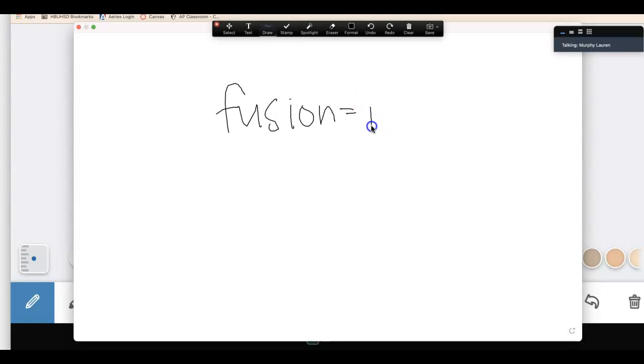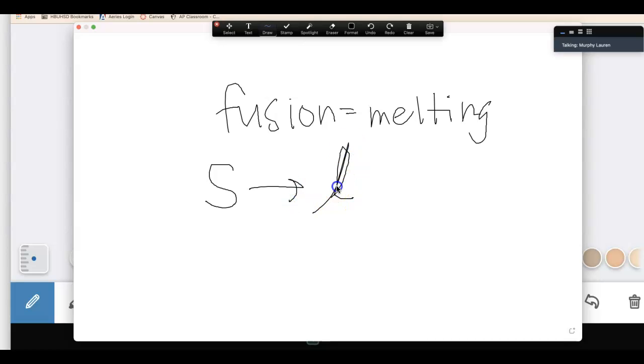Fusion means melting. When you are melting, you are going from what state of matter to what state of matter? Are you going from gas to liquid? Liquid to gas? Solid to liquid, right? That's the whole point of melting. Like an ice cube is solid and then it melts and now it's liquid. That's what fusion means.